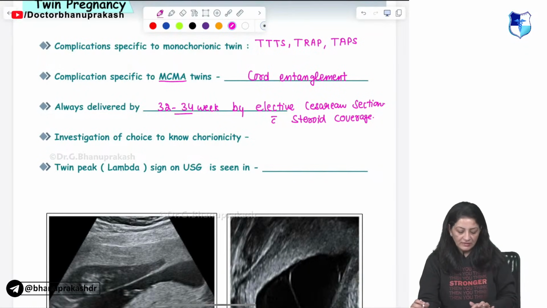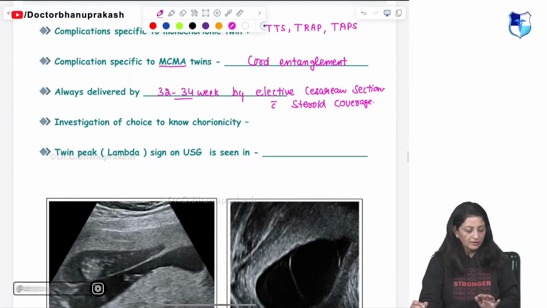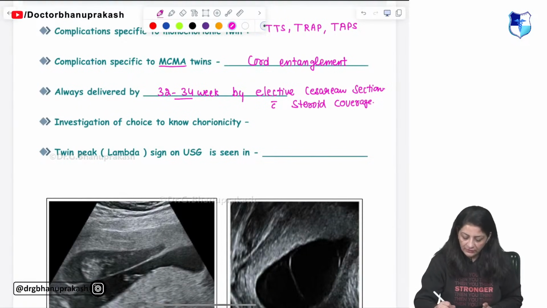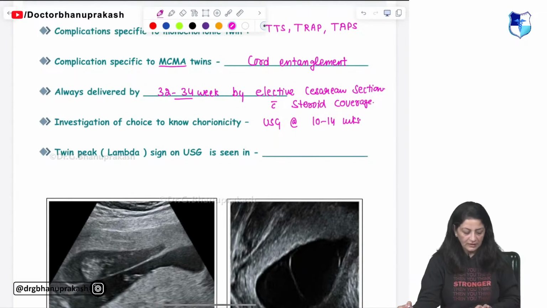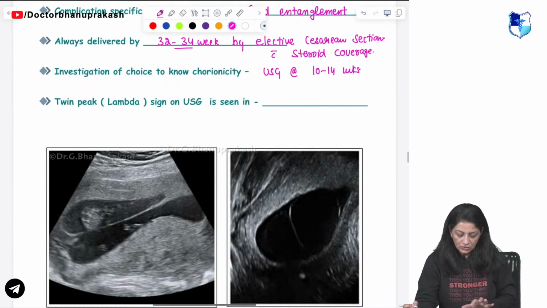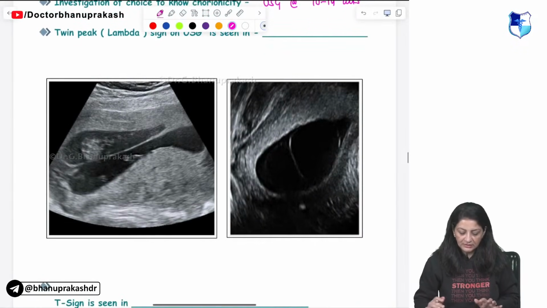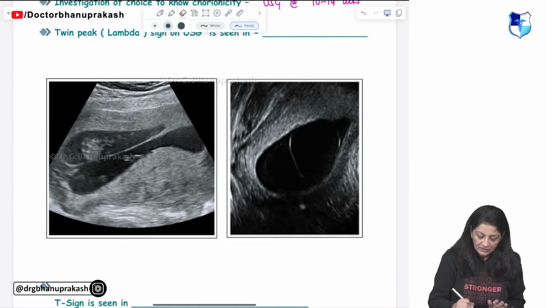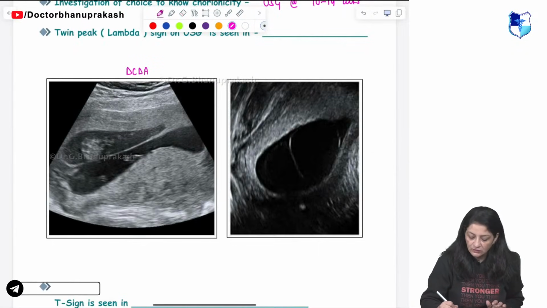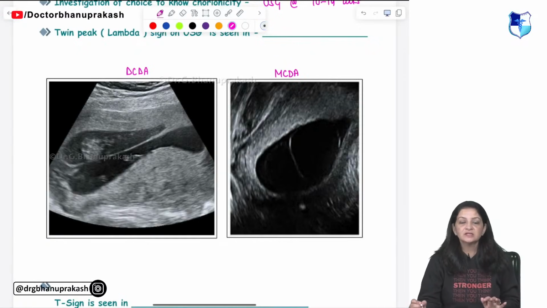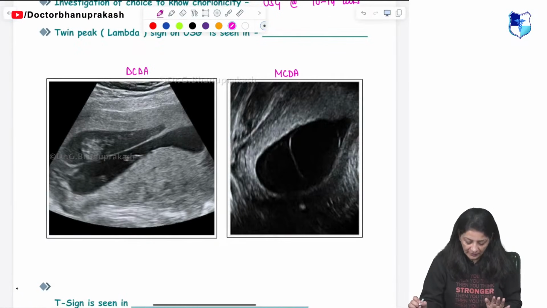Okay. So investigation of choice to know the chorionicity: ultrasound at around 10 to 14 weeks of pregnancy. Look at these images. These are ultrasound images of twins. This one is the dichorionic diamniotic twins. This one is the monochorionic diamniotic twins. So ultrasound at around 10 to 14 weeks of pregnancy.